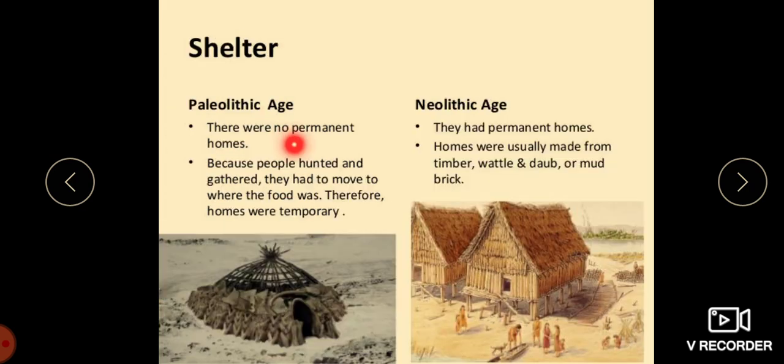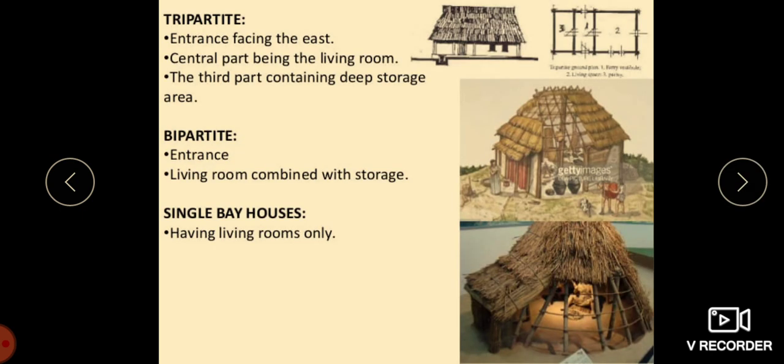So, shelter: when we move from the Paleolithic to the Neolithic, in the Paleolithic there were no permanent homes, and in the Neolithic they had permanent homes. Because people hunted and gathered, they had to move where the food was, therefore the homes were temporary. Here, homes were usually made from timber, wattle and daub, or mud brick. You can see here, so this is the difference between the shelter of the Neolithic and the Paleolithic age.